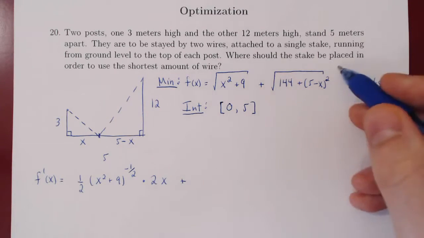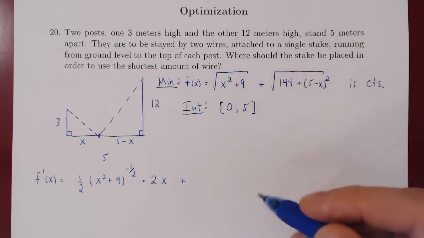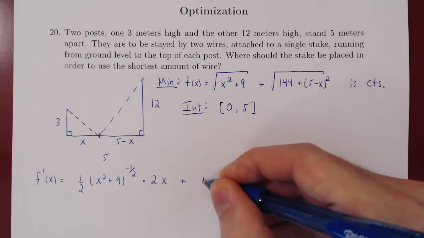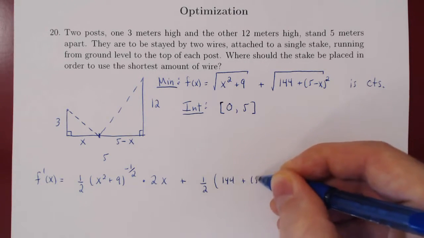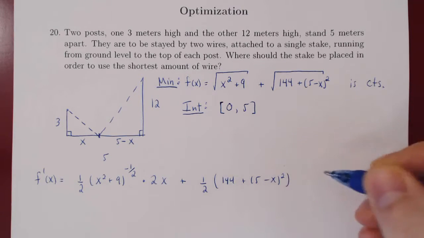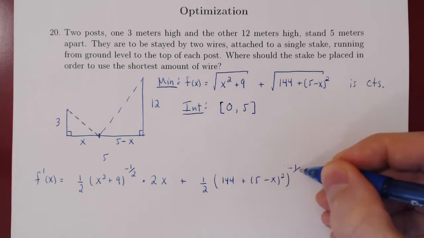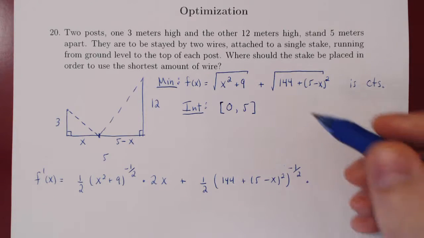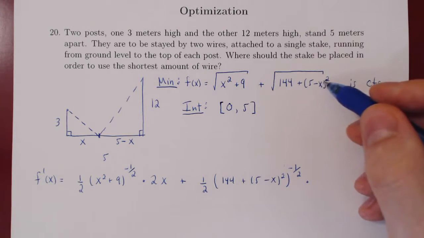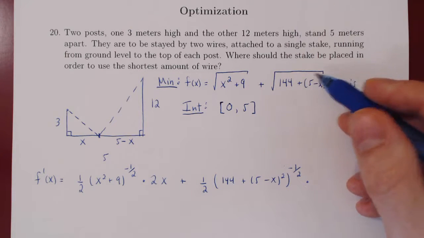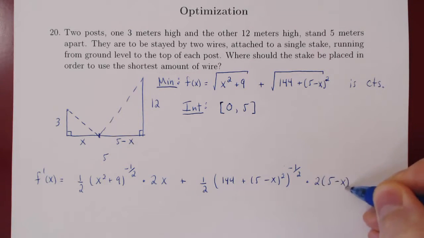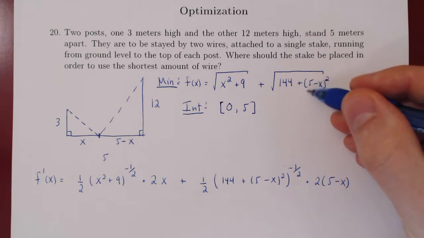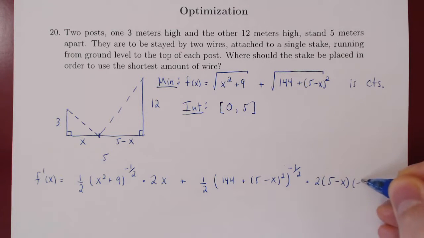plus the derivative of the second function. Once again, the square root is a power of 1/2. It is the outside function, so by the power rule we get 1/2 times 144 plus 5 minus x squared to the 1/2 minus 1, negative 1/2, times, by the chain rule, the derivative of the argument. The derivative of this, by the chain rule again, will be 2 times 5 minus x, times the derivative of 5 minus x, which is negative 1.